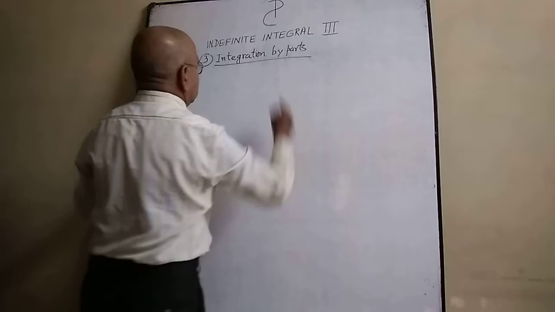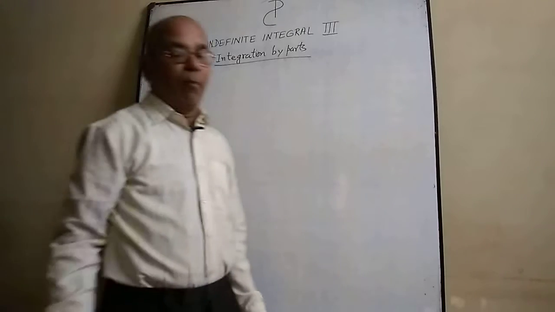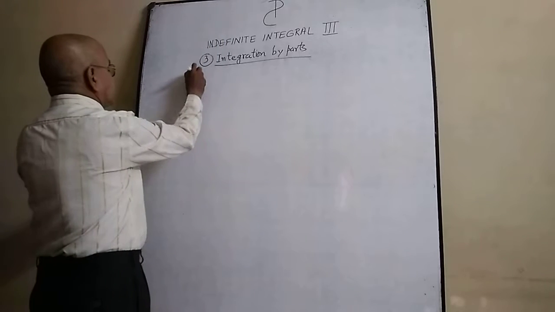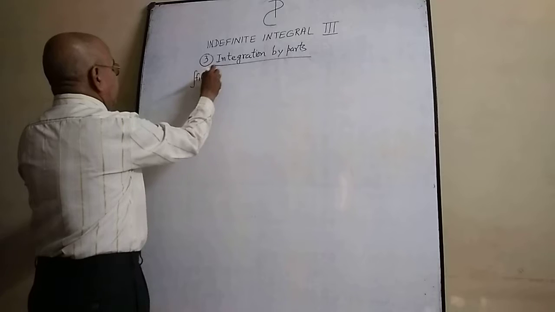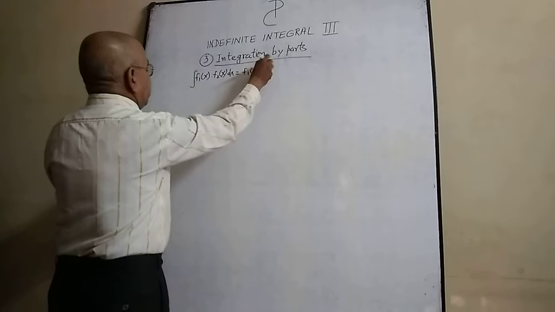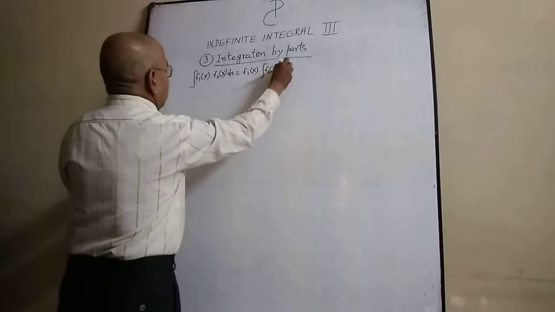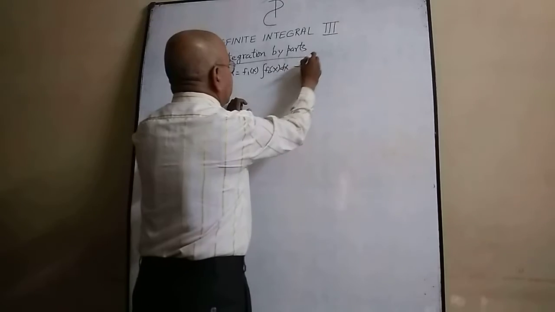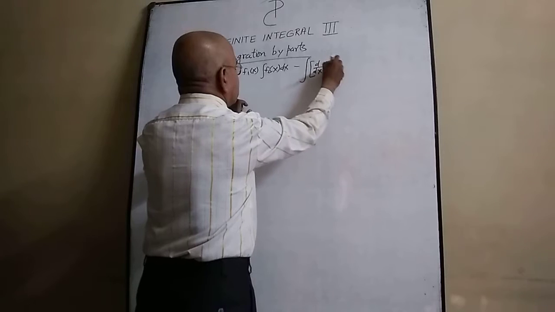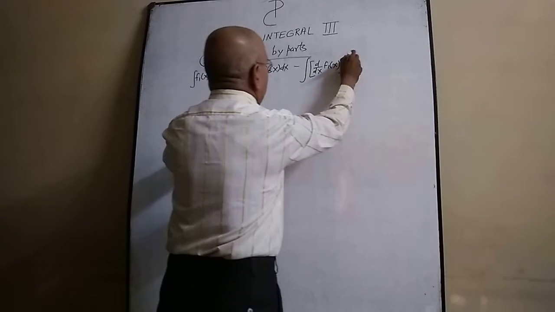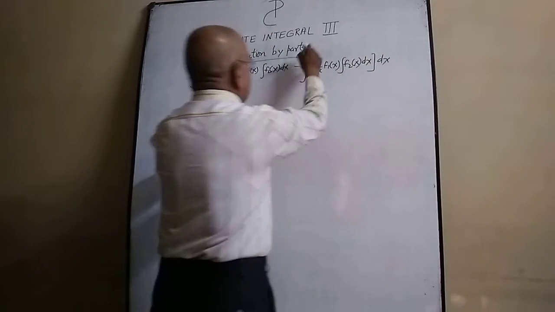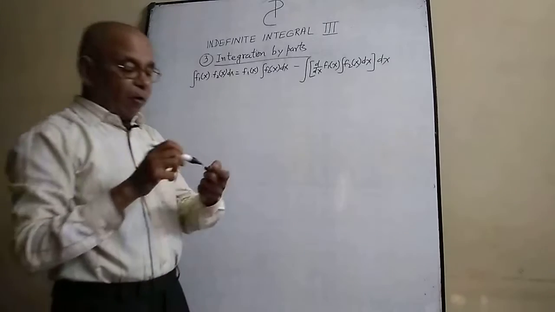This particular topic is based on an important product of two functions, and this product of two functions is represented as f1(x) into f2(x) dx is equal to f1(x) times the integration of f2(x) dx, minus the whole integration of d by dx of f1(x) and the integration of f2(x) dx, again with the whole integration of that figure.